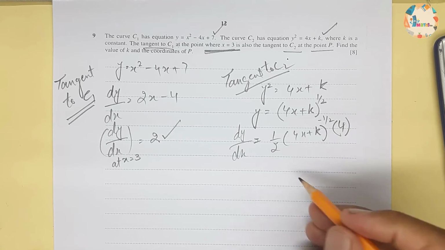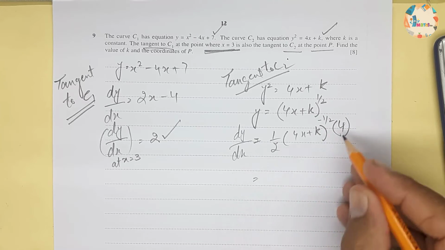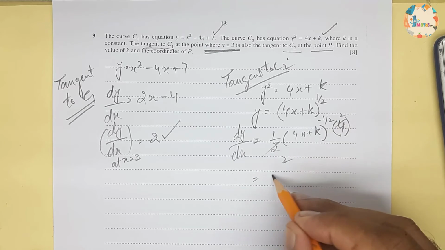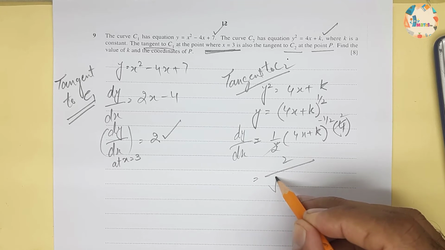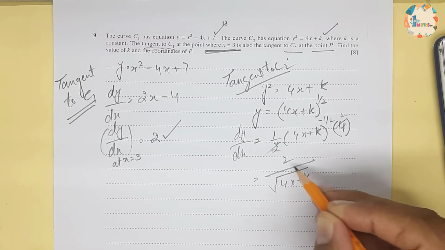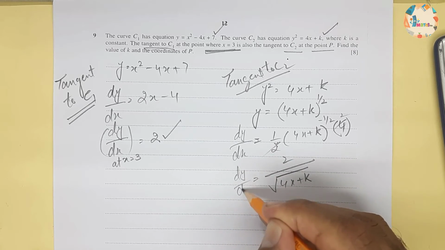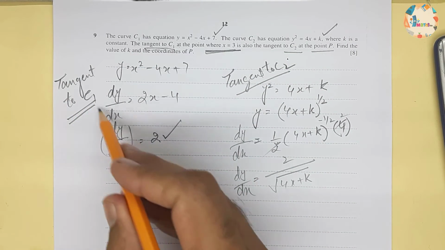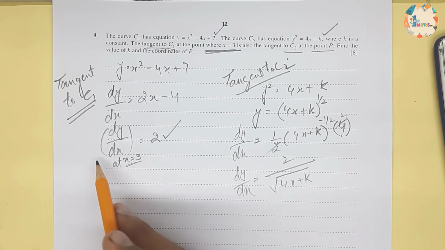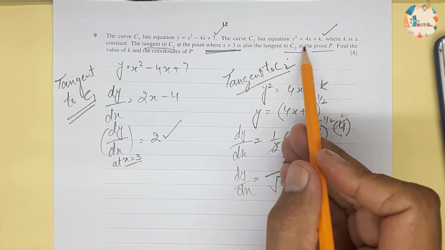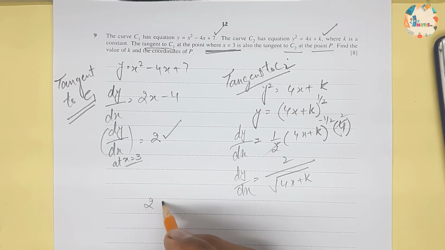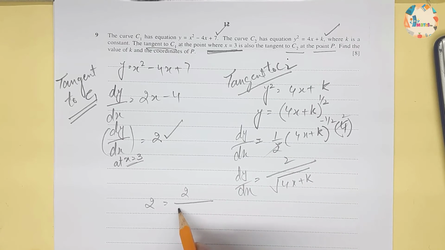So k is constant, so the constant will not be taken. After simplification, the 2 will cancel with the 2, and we'll get numerator as 2, and denominator we can write as the square root of 4x + k. Now this is basically dy/dx for C2, and this is dy/dx for C1 at x equal to 3. By the condition, they have told us that they are the same at this one and this one. So we'll equalize them.